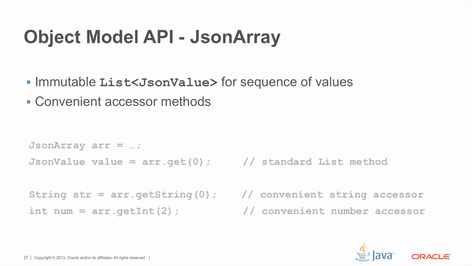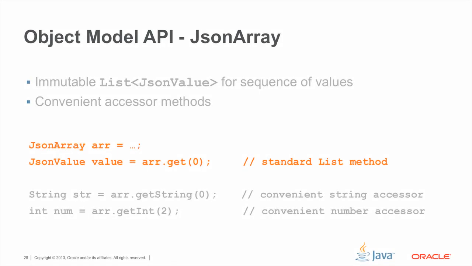The other abstraction is JSON array, to represent the JSON array structure. This is primarily a list interface, and it's also made immutable. JSON array primarily represents a sequence of values in JSON. Similar to JSON map, it also has convenient accessor methods which could be used to get any necessary information in the array, or the sequence of values in the JSON array.